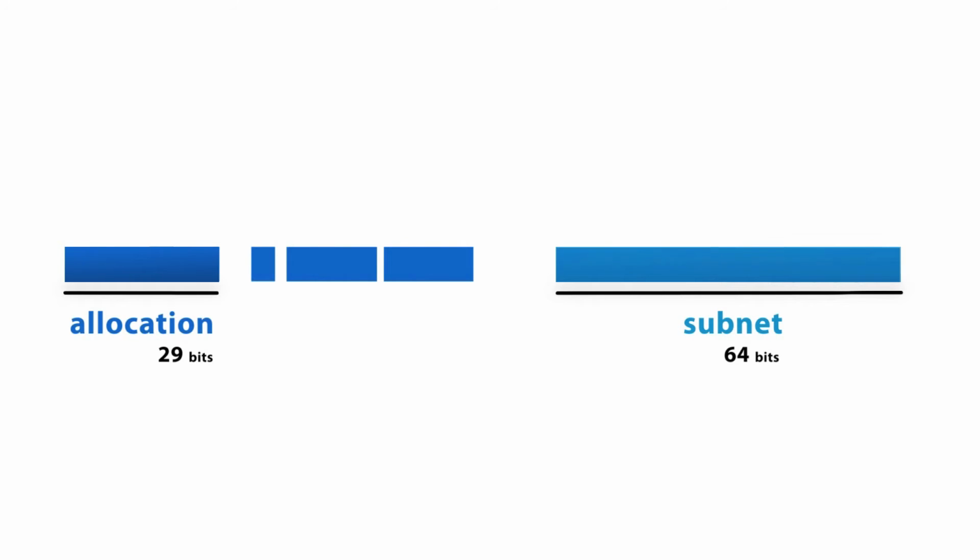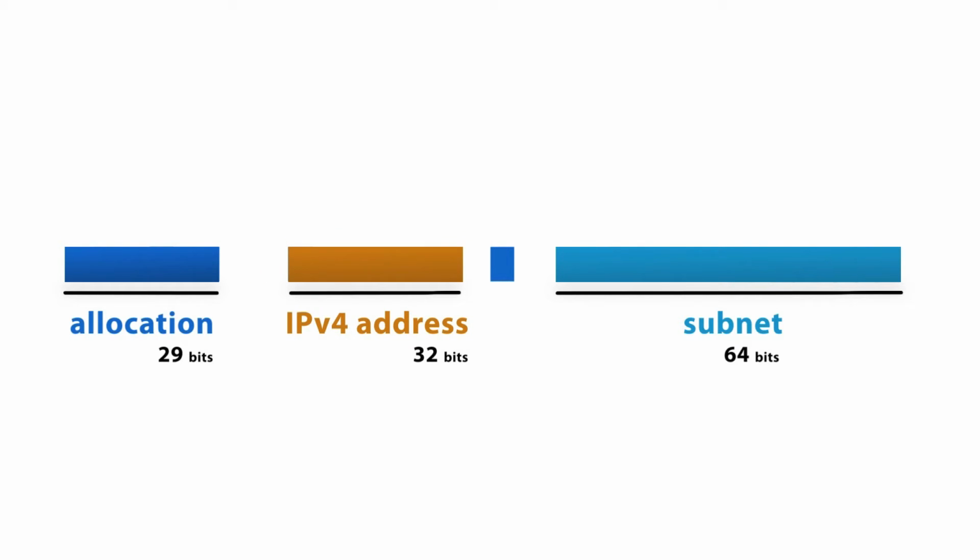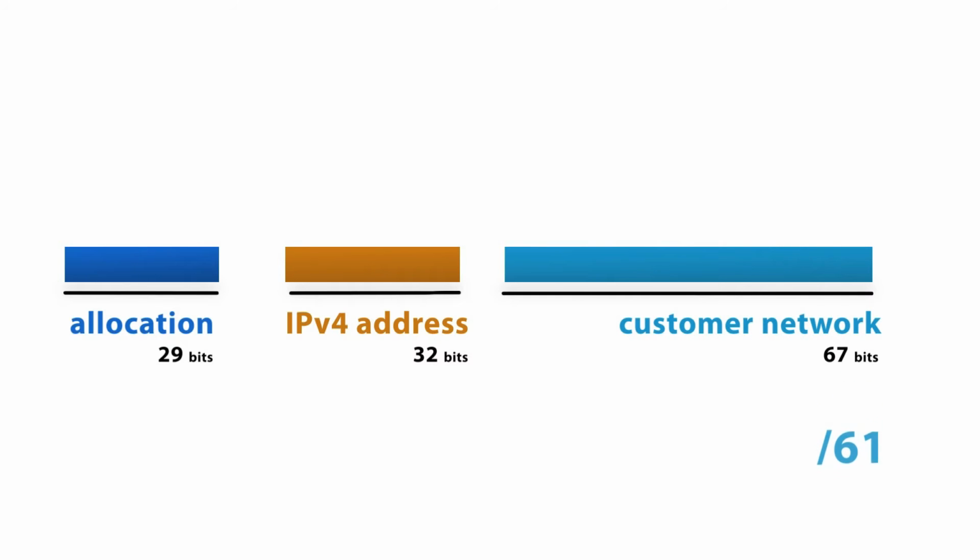The customer's IPv4 address will be mapped onto the IPv6 address, so 32 bits will be used for this. This leaves you with 3 bits left over for each customer, so you can give each of your customers a /61. That equals 8 subnets.